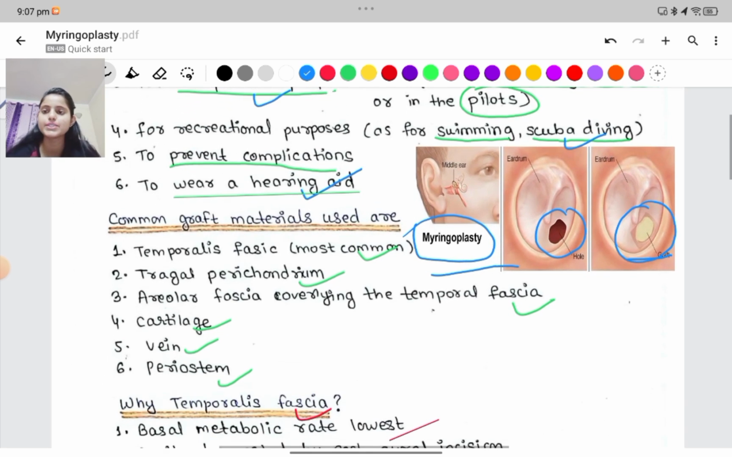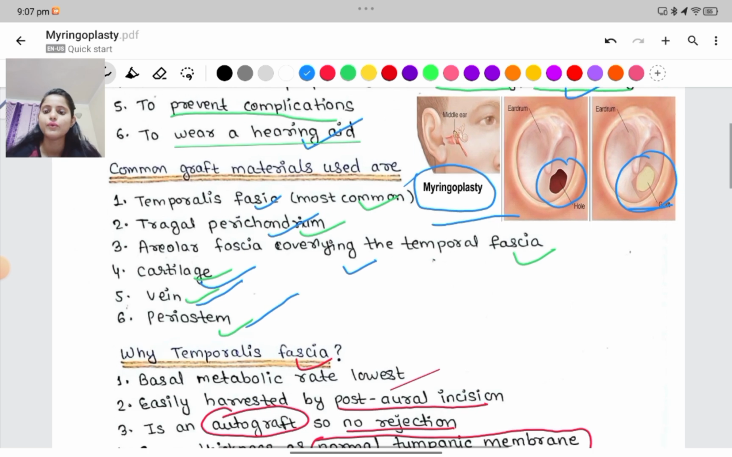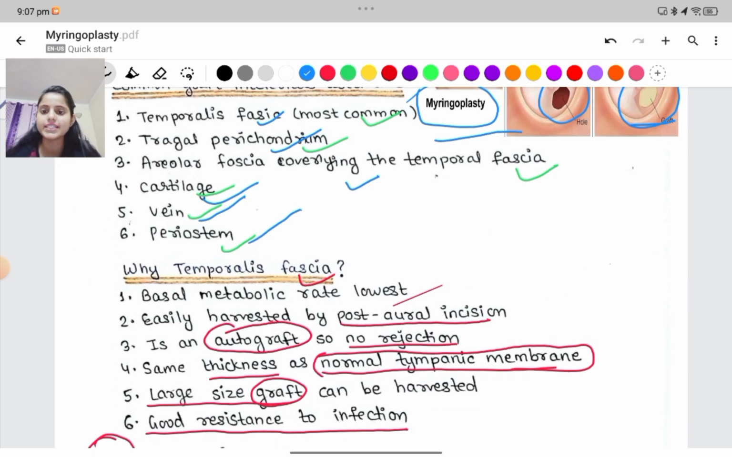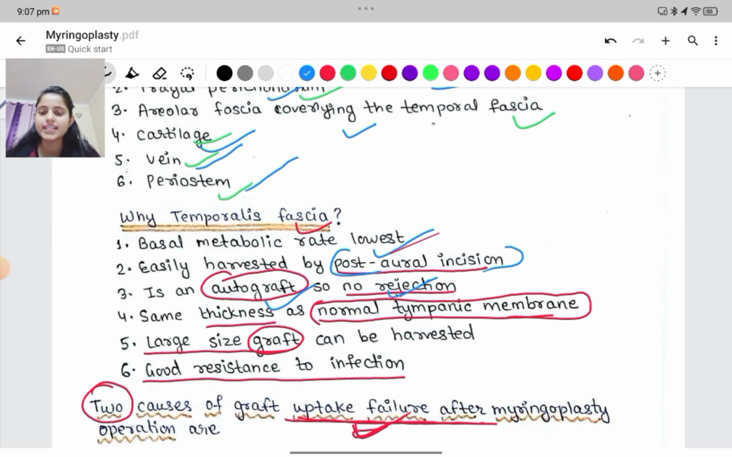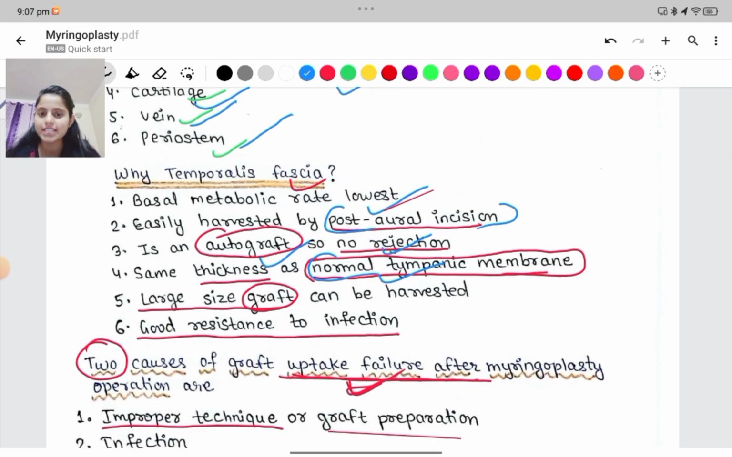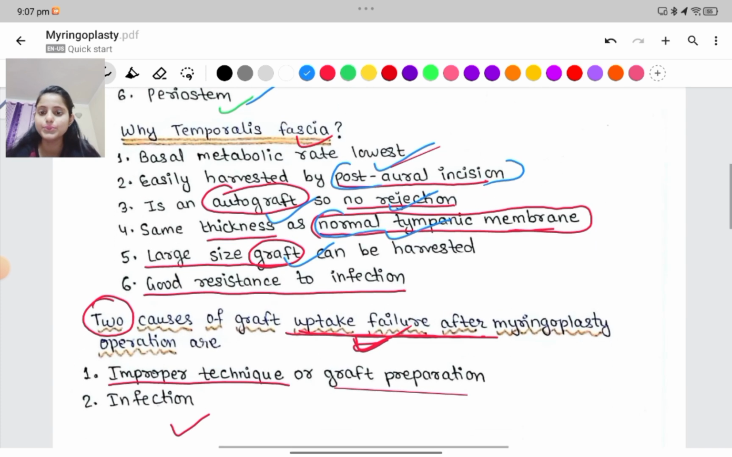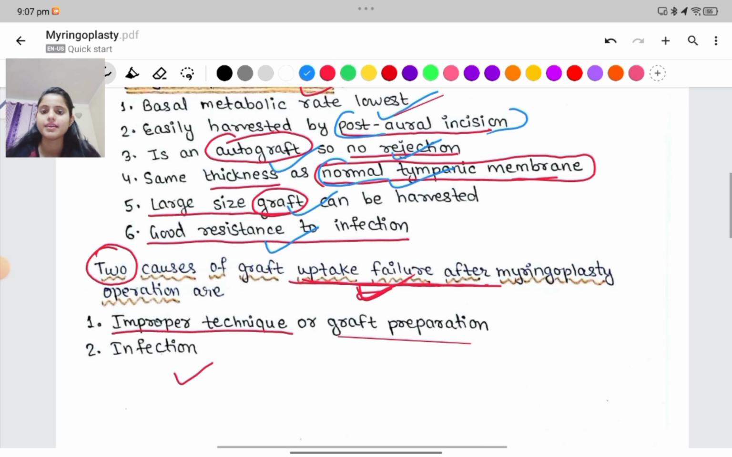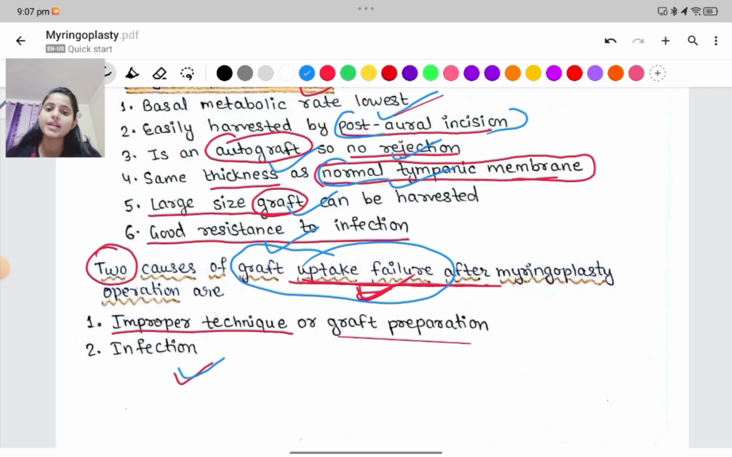The common graft materials used are temporalis fascia, tragal perichondrium, areolar fascia overlying the temporal fascia, cartilage, vein, and periosteum. Why temporalis fascia? Because the basal metabolic rate is lowest. It is easily harvested by a post-aural incision. It is an autograft, so no rejection. The thickness of the temporalis fascia is the same as that of the normal tympanic membrane. A large size graft can be harvested. It has good resistance to infection. Causes of graft uptake failure can be infection and improper technique or improper graft preparation.